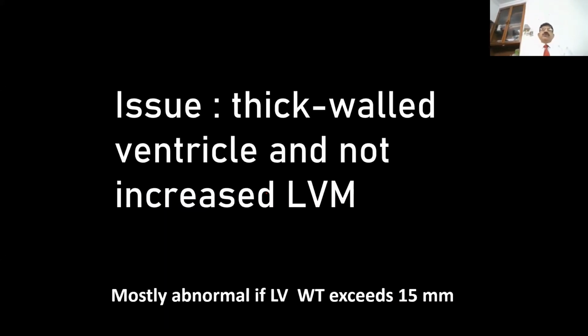Okay, so we are talking about the issue of thick-walled ventricle and not increased left ventricle mass. As I said, wall thickness more than 12 millimeter in diastole is considered to be thick. Usually we are talking about 15 millimeter or more. Remember, between 13 and 16 millimeter, this is a gray zone which can occur in many athletes, physiologically very active people, sometimes with masked hypertension and sometimes with big individuals who have a big body surface area.